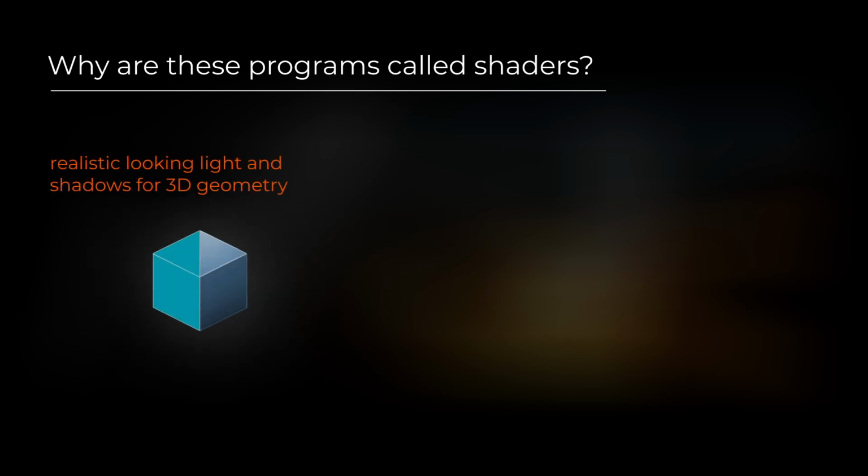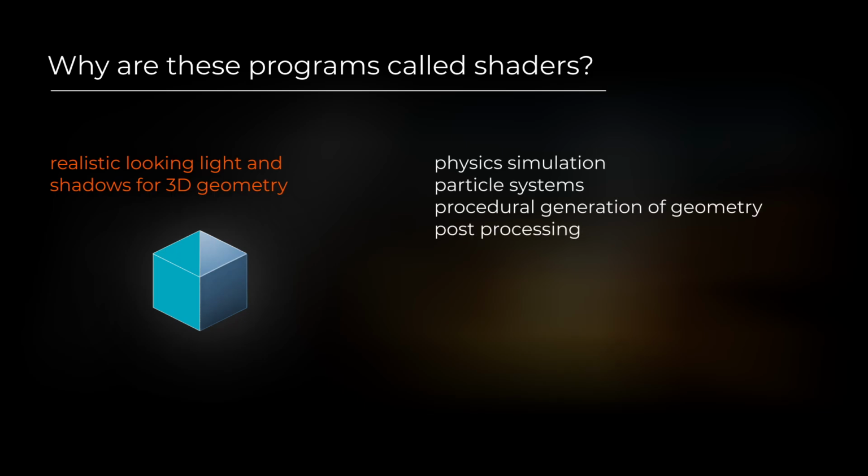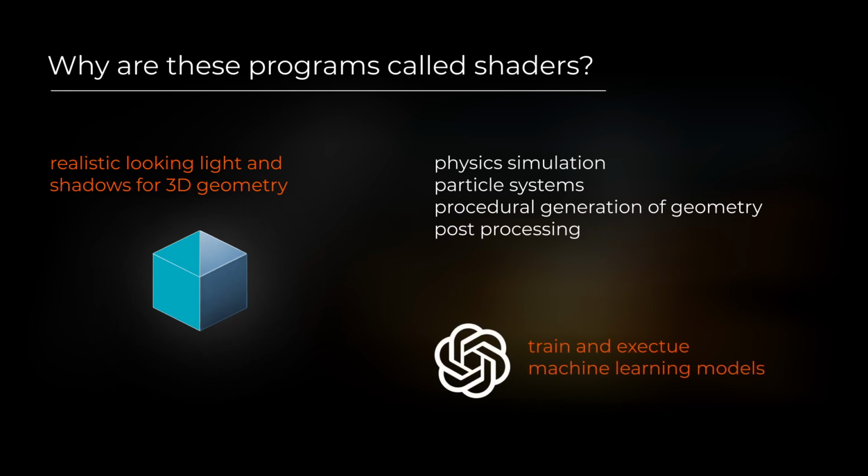Now, why are these programs called shaders? Well, the name comes from the purpose. In the beginning, shaders were used to calculate light and shadow effects for 3D objects. On modern GPUs, however, shaders are used for far more than just light calculations. Among things like physics simulation, particle systems, procedural generation of geometry, post-processing and many others, most notably, modern GPUs with shaders are used to train and execute machine learning models.